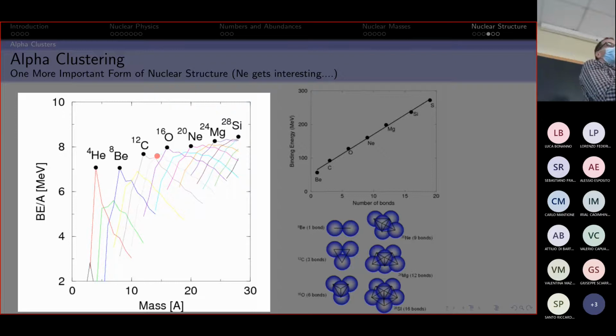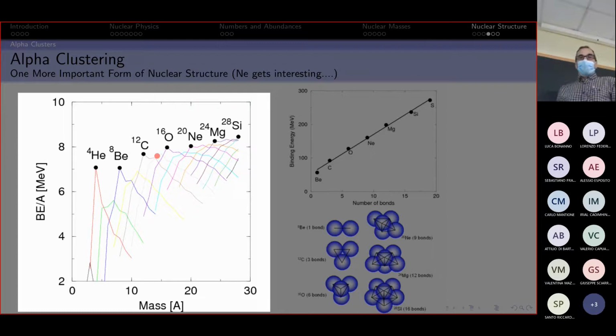Because when you stack helium nuclei together, they form bonds between them, very similar to, say, electronic bonds. Helium nuclei are very tightly bound, very strong by themselves, and together they form something stronger. It tends to be more stable. This theory is called alpha clustering.